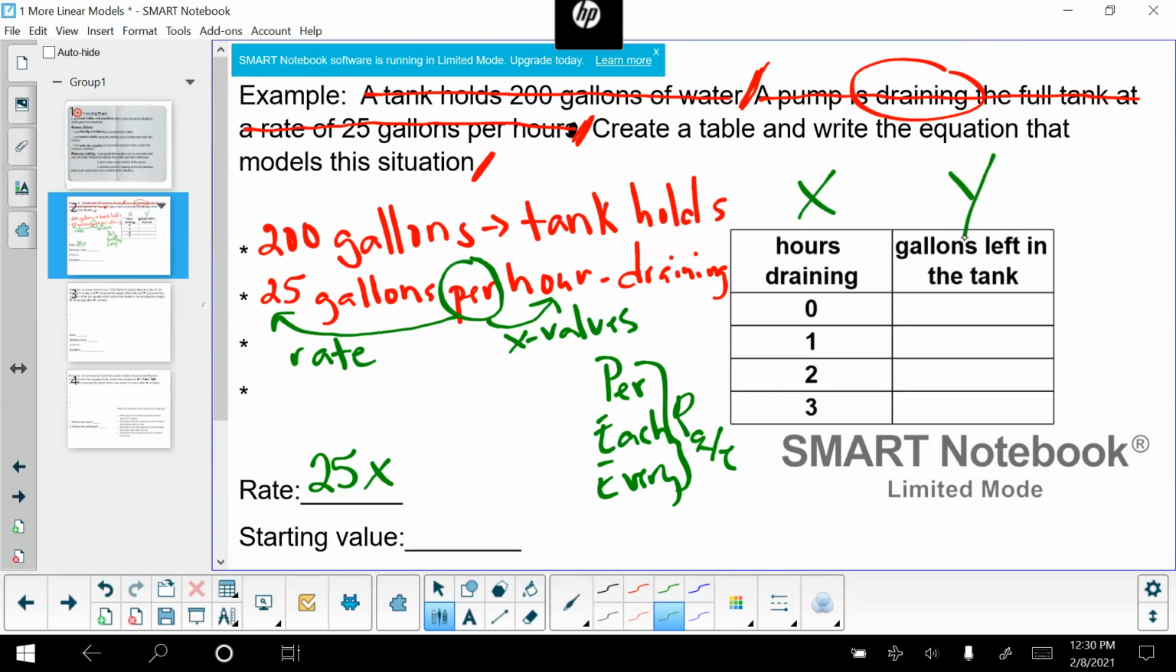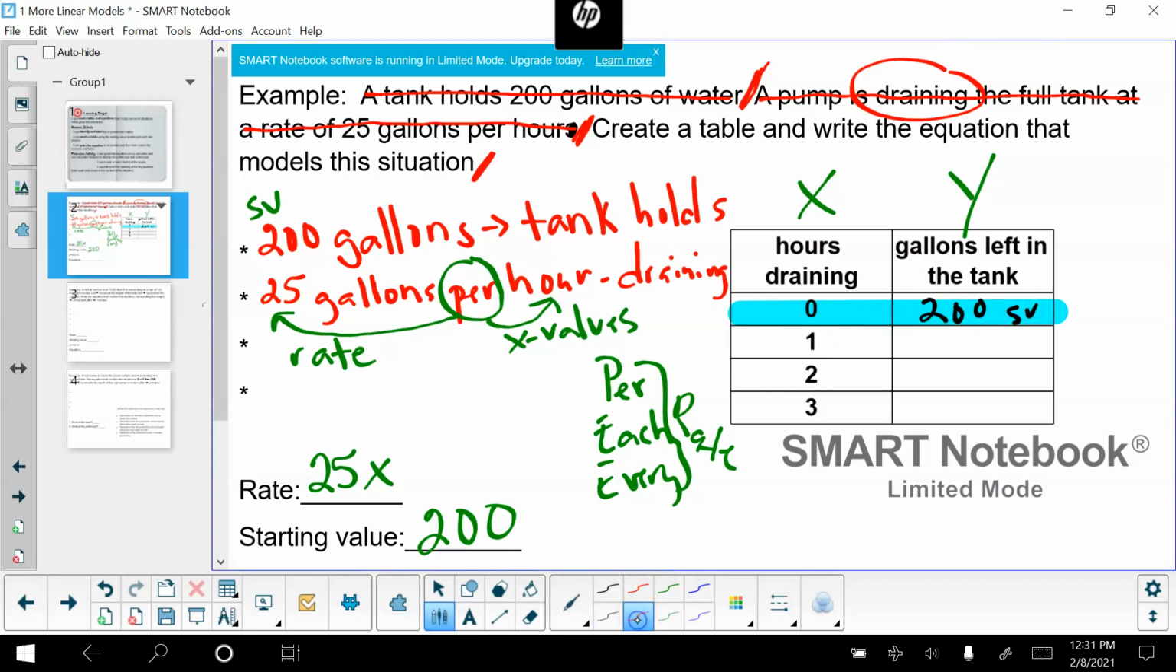X is the hours. Now the starting value is how much is actually in the tank at the start, and it says that the tank is full, and we know that the tank holds 200 gallons, so this must be our starting value. Now I'm going to look at the table, and I know that when I have an x value of 0, I'm going to highlight it right here, that's where my starting value belongs. So I'm going to put my 200 right here. I'm going to label that as starting value.